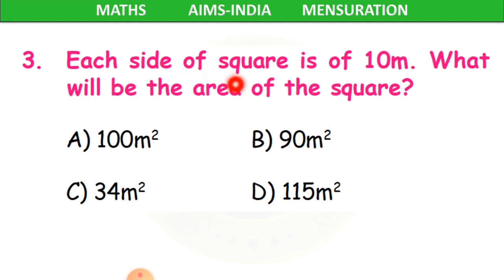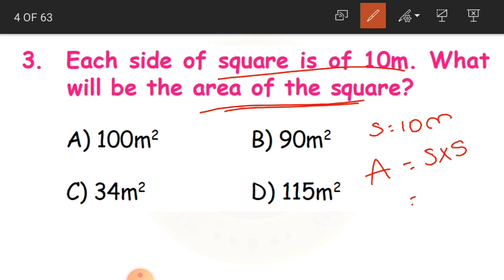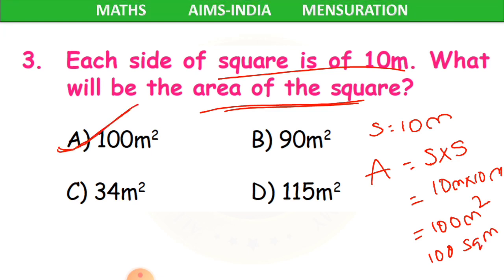Coming to question 3. Each side of a square is 10 meters. What will be the area of the square? Again, side of the square, S is equal to 10 meters. We have to find out the area of the square. Area of the square is equal to, what is the formula? Side into side. Yes. Now how to find out this? S is 10 meters into 10 meters. 10 tens are 100 meter square or 100 square meters. Option A becomes our correct answer.